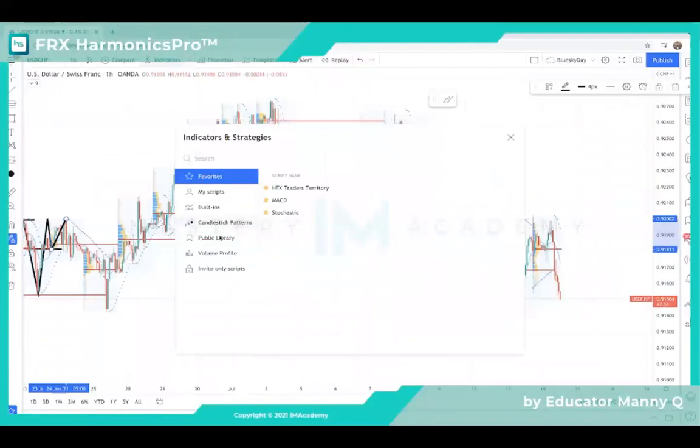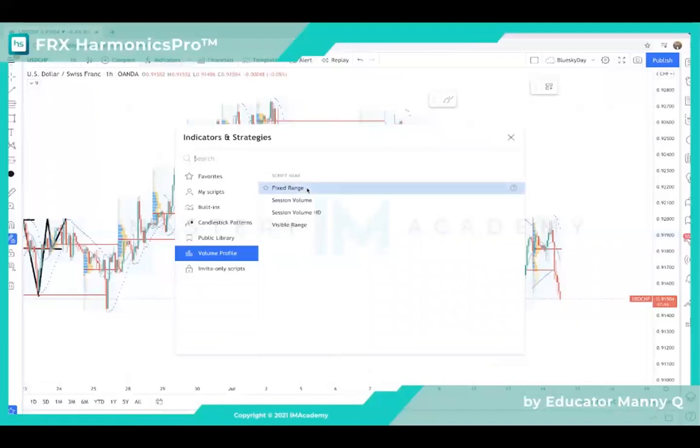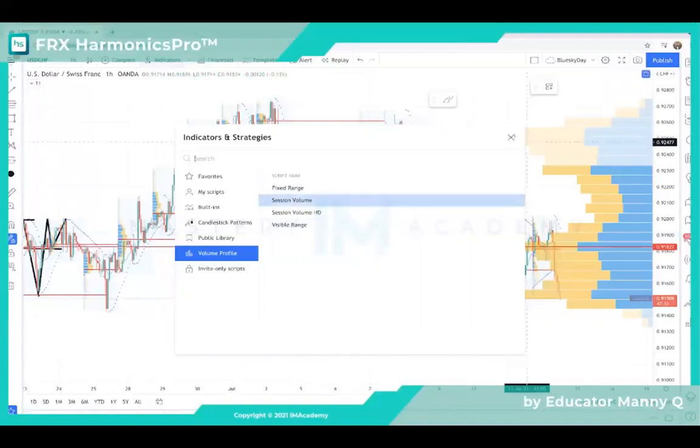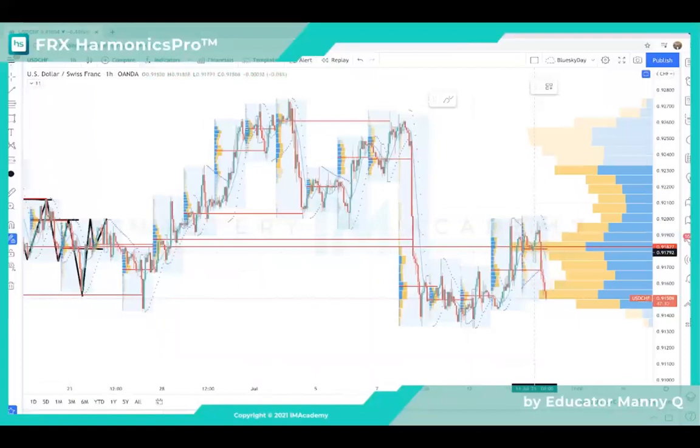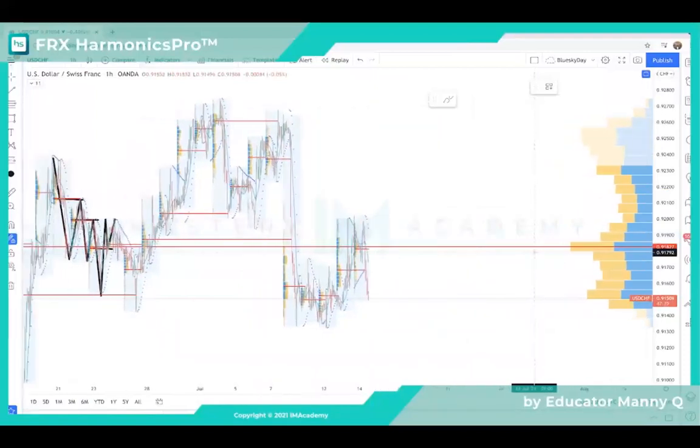The volume, and there's another one which I believe is the fixed range volume. Let me see over here. Is it the session volume, the visible volume? There we go, the visible volume. Now there's also something else over here called the visible volume.